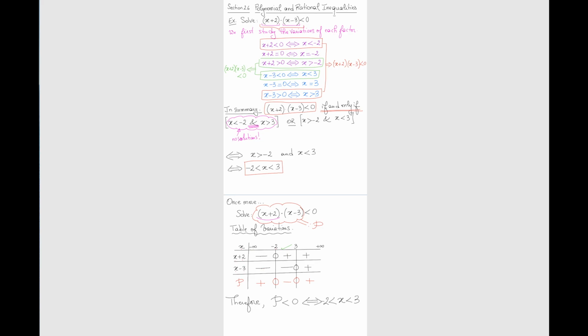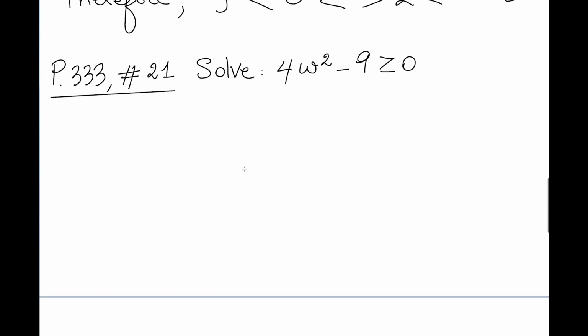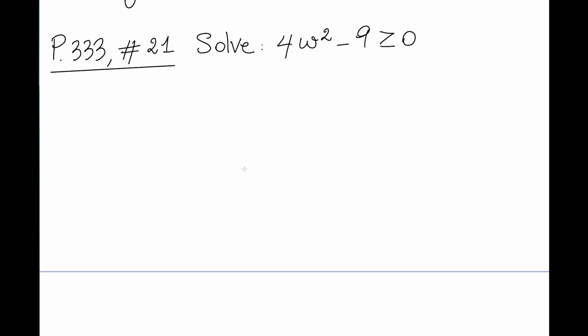Now a problem from the book. Let's go to page 333, number 21. So let's solve this question. Solve 4w squared minus 9 being non-negative. Well, I would like to write 4w squared minus 9 as a product of two things, as we had before. And this is not too hard to see: this is 2w minus 3 times 2w plus 3.